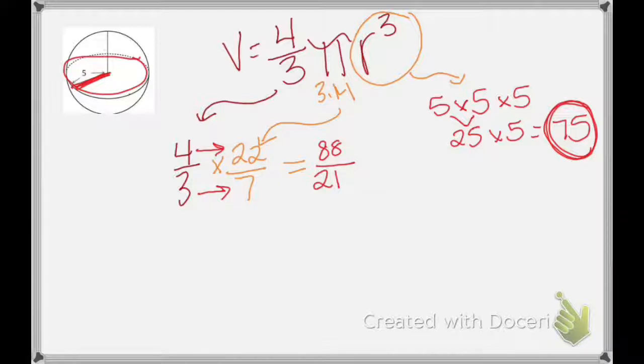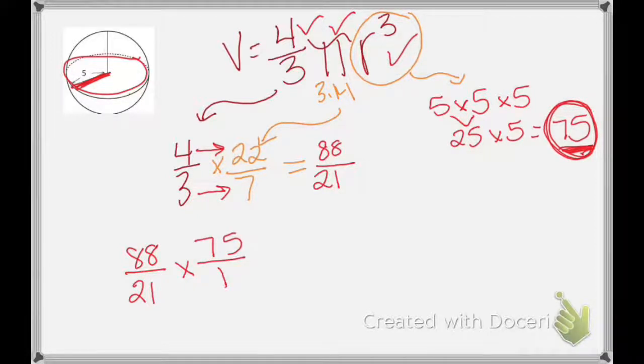So now that we have multiplied 4/3 with pi, let's go ahead and multiply that with our radius cubed. So we have 88 over 21 for 4/3 times pi. And we're going to be multiplying that with our radius cubed, which was the 125. To make that into a fraction, all I do is put it over 1, because if I divide 125 by 1, I know it still equals 125, so it didn't change my number.